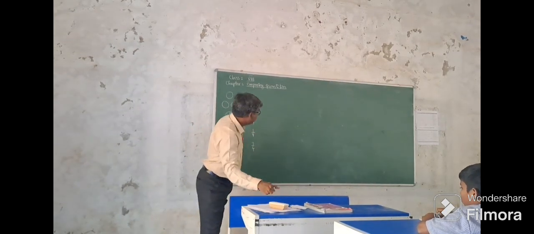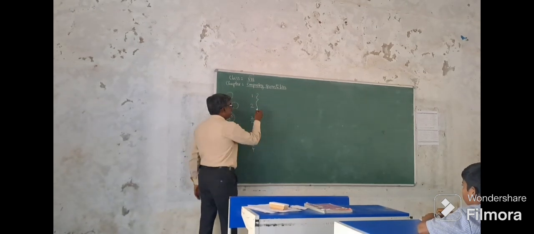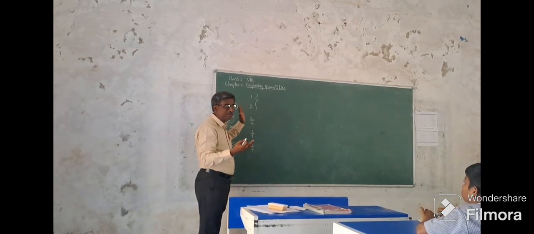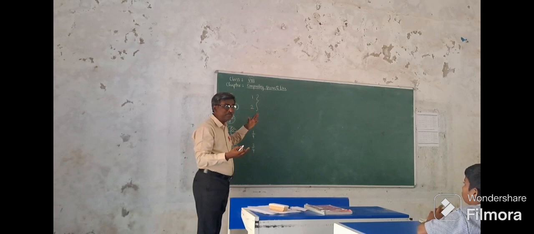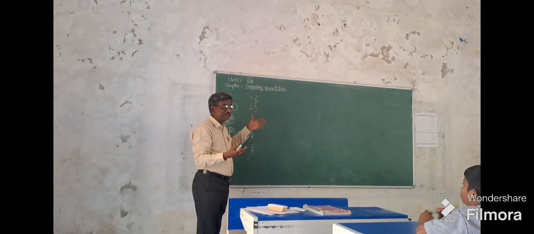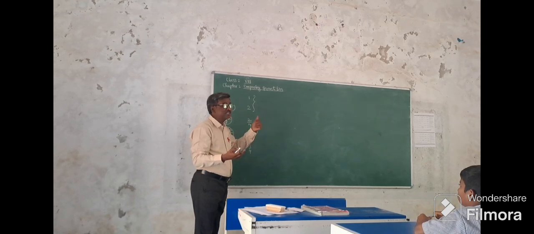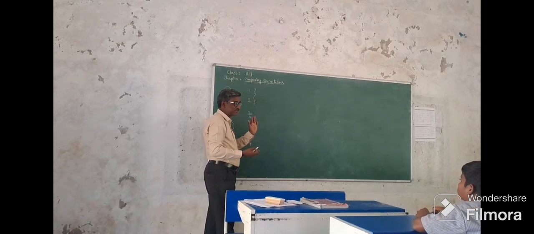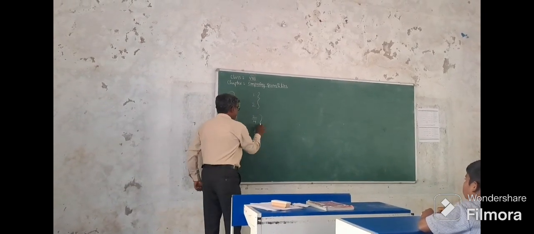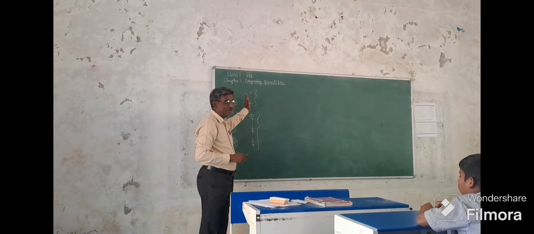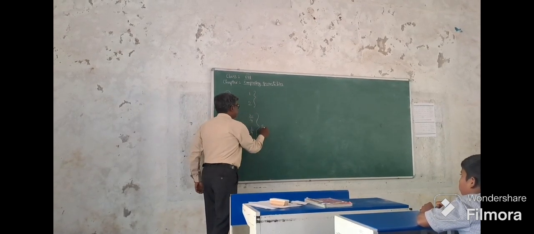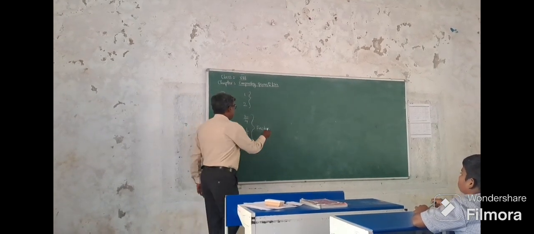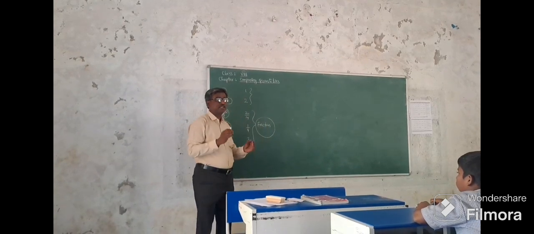Now particularly these two numbers, as per the number system, are from which system of numbers? Natural numbers, whole numbers, integers, positive integers. But these are not like that. These are particularly called fractions.